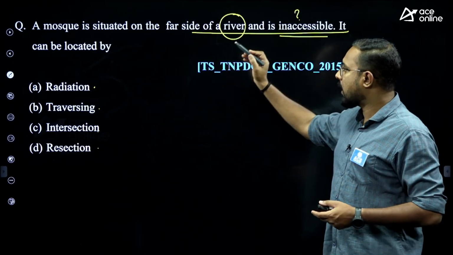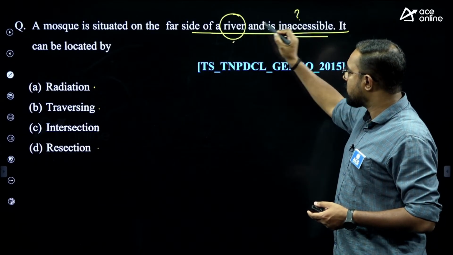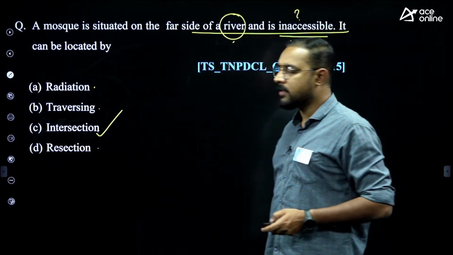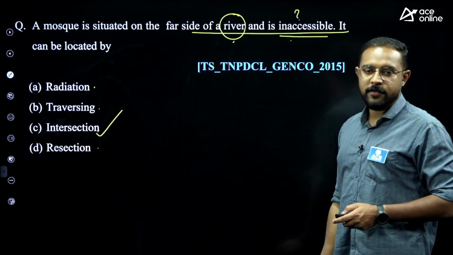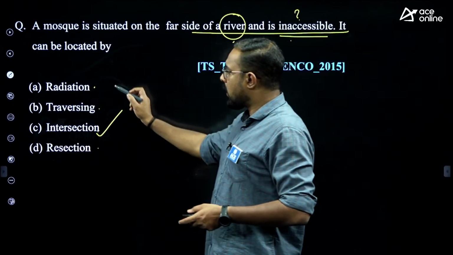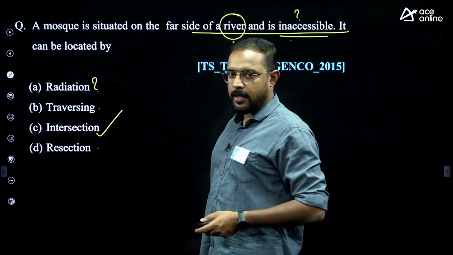So when the points to be surveyed are intervisible but inaccessible, the method of plane table surveying adopted is always the intersection method. When will I go for the radiation method, sir? Let us talk about that.